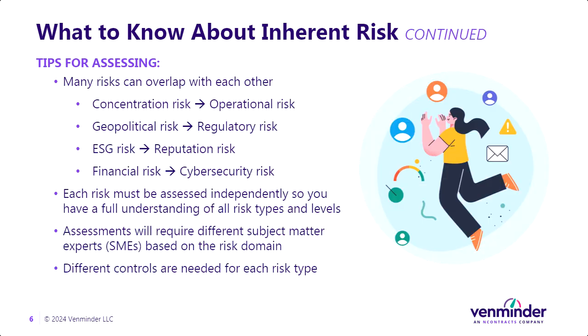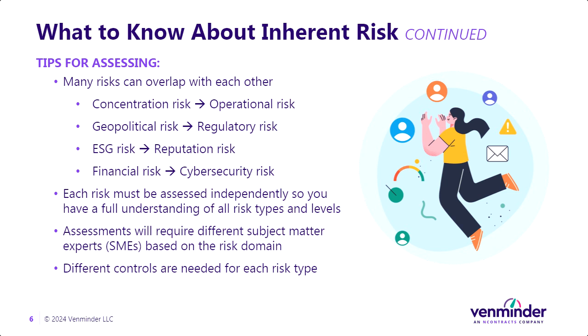What you see here is that many risks can overlap each other. We just gave you a couple of examples. ESG risk and reputation risk are pretty closely aligned, as are financial risk and cybersecurity risk. Each risk, though, must be assessed independently so that you do have a full understanding of all risk types and levels. Your assessments will require different subject matter experts also based on those risk domains.